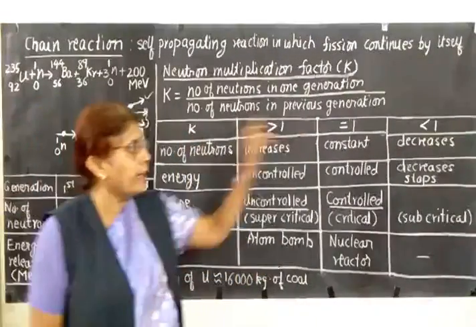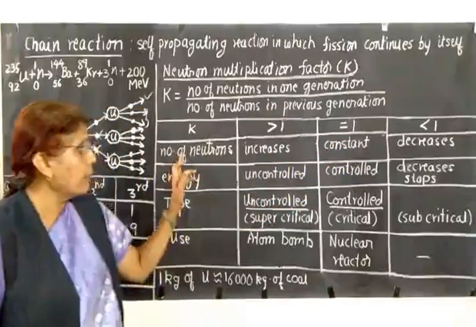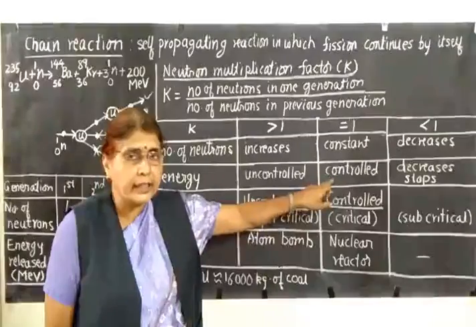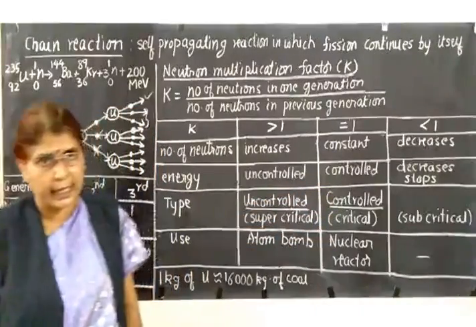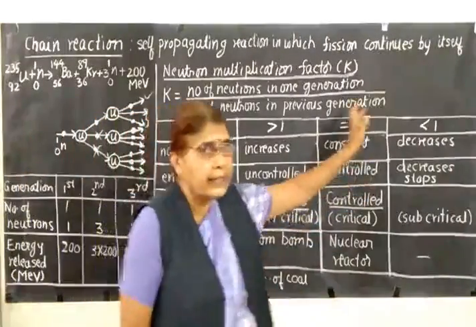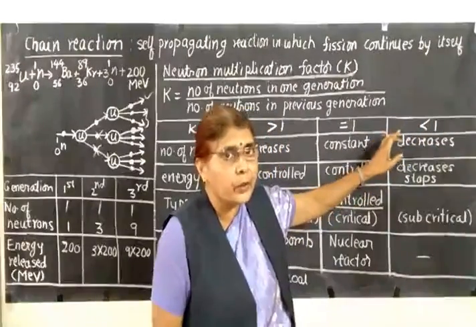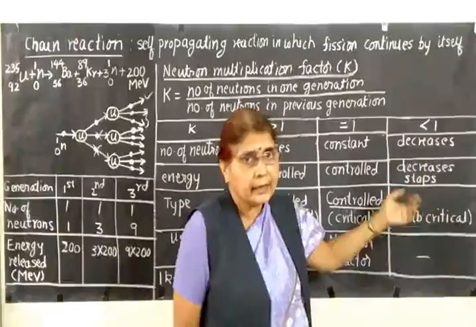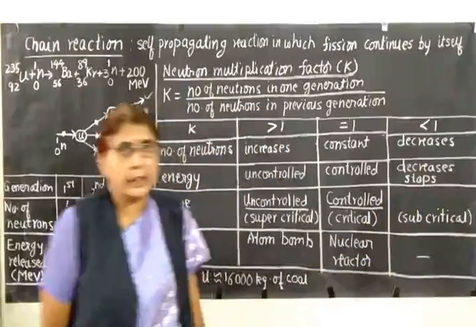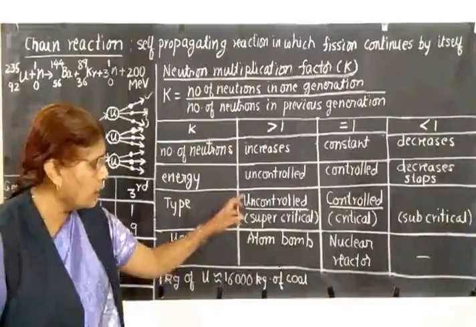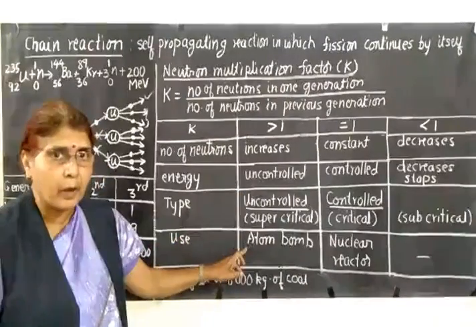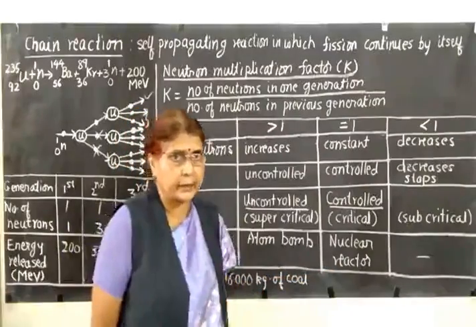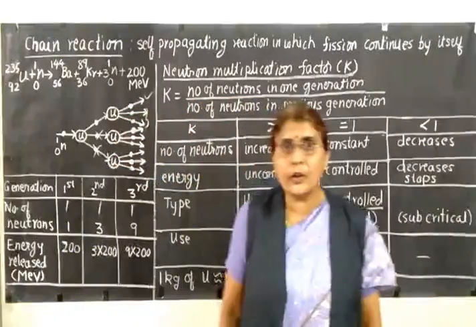Second value is K is equal to 1. Then the number of neutrons remains constant, and it gives a controlled supply of energy. So, it is called a controlled chain reaction. Third type is K is less than 1. Therefore, the number of neutrons decreases, the energy also decreases, and it stops after a certain time. Then what are the uses of these reactions? Uncontrolled chain reaction is used in an atom bomb, and controlled chain reaction is used in a nuclear reactor. So this is all for today's session.